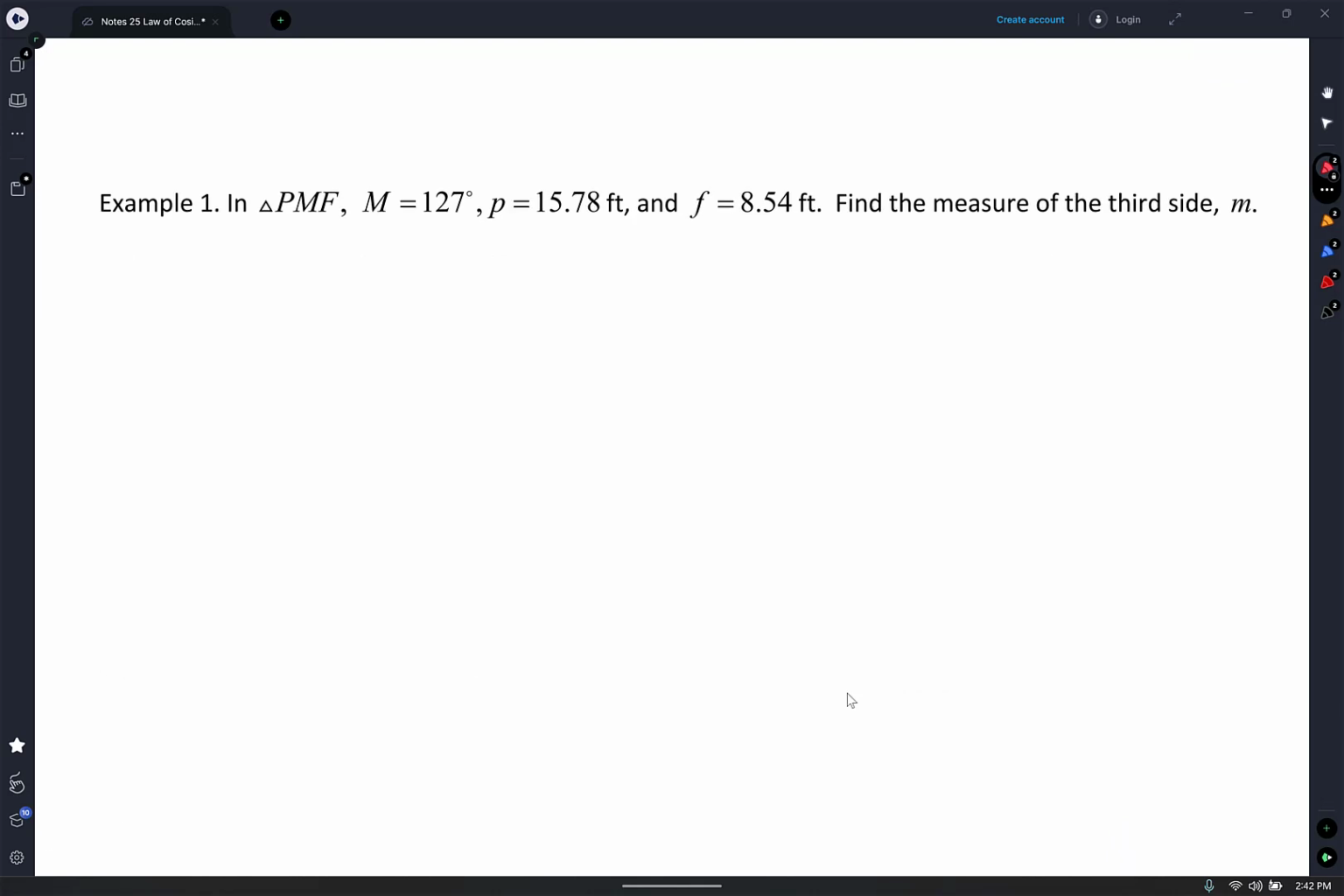Example 1. Does everyone have your calculator? In triangle PMF, I'm going to put not to scale because my triangles are never to scale. Measure of angle M is 127, p is 15.78, and f is 8.54. Find the measure of the third side m.